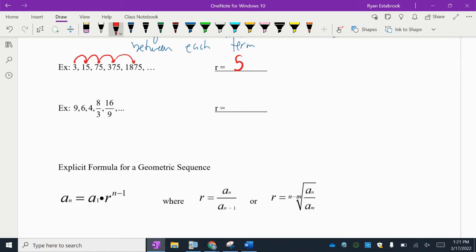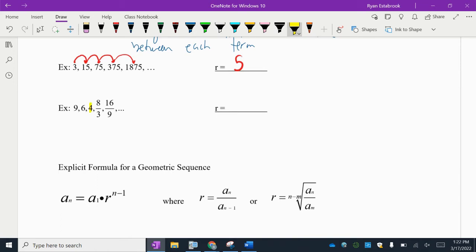Next one, 9, 6, 4, and then the fraction 8/3 and the fraction 16/9. Again, I know it's not arithmetic because from 9 to 6, I subtracted 3, then subtracted only 2, and then subtracted some fraction, so it's not arithmetic. However, if you took one term divided by the one in front of it, and then you tried it again, and again, we should be getting the same ratio every time.